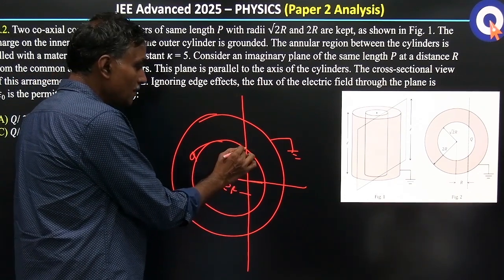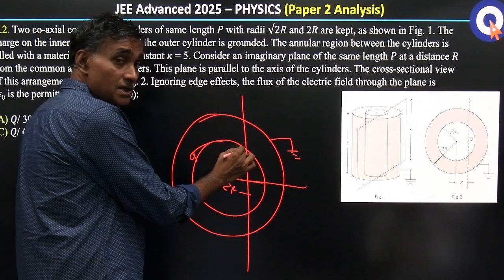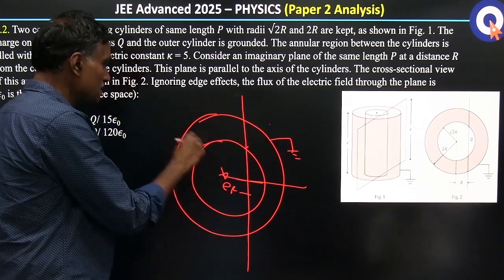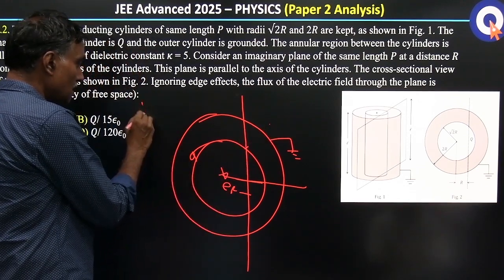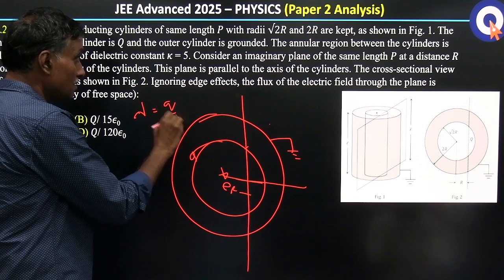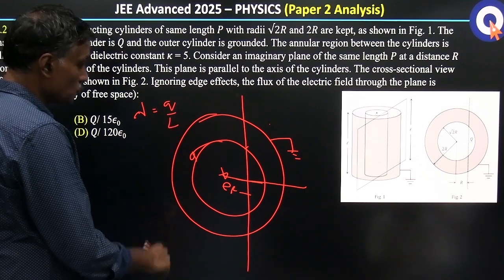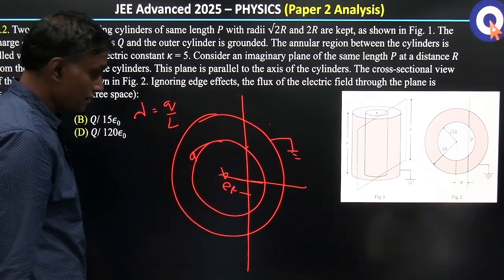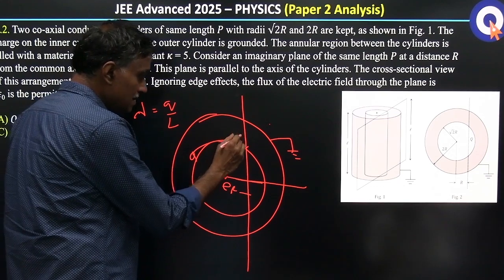So there is electric field only between the inner cylinder and the outer cylinder. And the charge per unit length on the inner cylinder is Q by L, where Q is the total charge given and L is the length of the cylinder. And what is the electric field somewhere here?